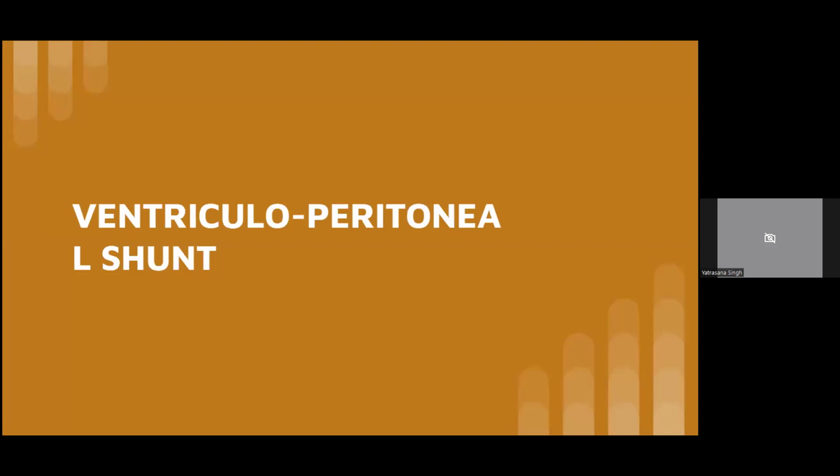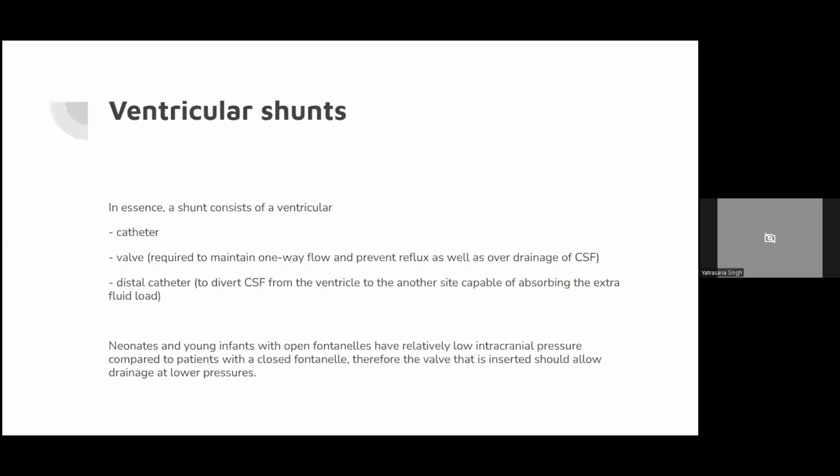We'll move on to ventriculoperitoneal shunt now. So, in essence, a shunt consists of a ventricular catheter, a valve, which is required to maintain one-way flow and prevent reflux, and a distal catheter to divert the fluid from the ventricle to another site that is capable of absorbing the extra fluid load.